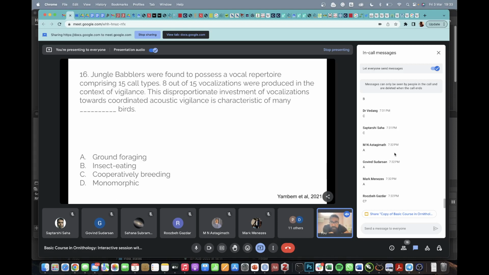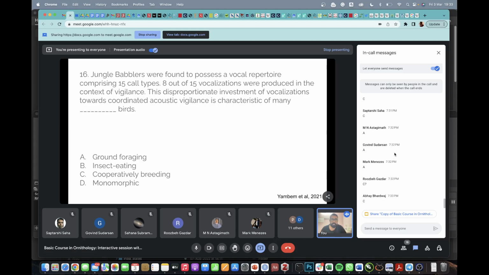So everyone knows, or everyone has seen Jungle Babblers, right? People who have been beyond South India would know how Jungle Babblers look. They are also found in Maharashtra, Pune, and all.